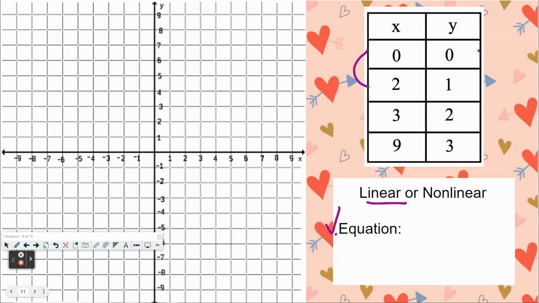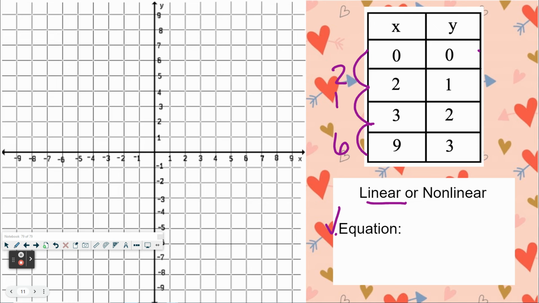We're going to go from 0 to 2. We can use our number line or count on our fingers. We go 1, 2, so that's 2 spaces. From 2 to 3, we go 1 space. And then from 3 to 9, we go 4, 5, 6, 7, 8, 9. That was 6 spaces. Now we're not done.